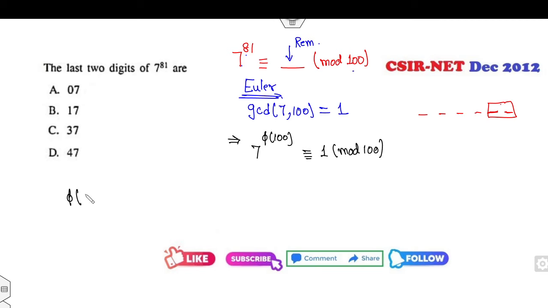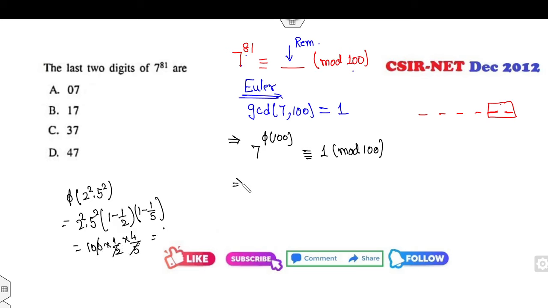Phi of 100, I can write this as 4 into 25. How you can find this value? 2 square into 5 square, 1 minus 1 over p, 1 minus 1 over p. So this will be 100, this will be half, this will be 4 over 5. That will be 40. So that means 7 raised to power 40 is congruent to 1 mod 100.